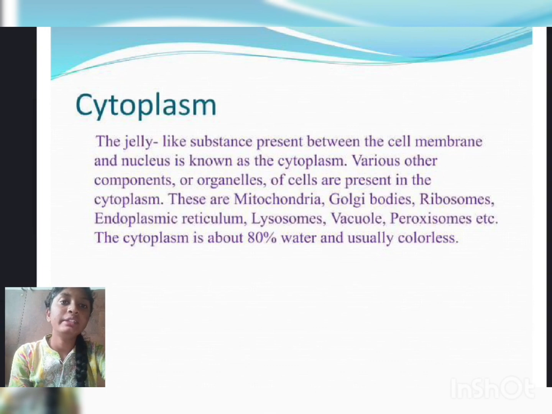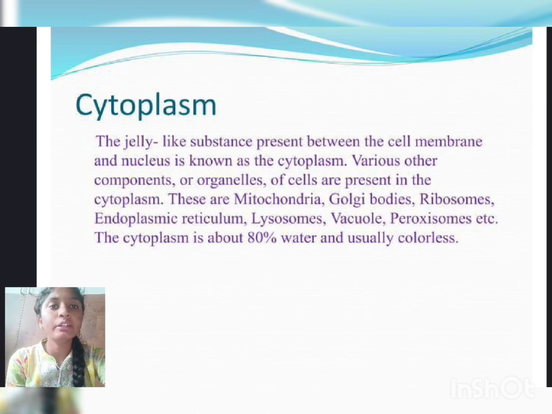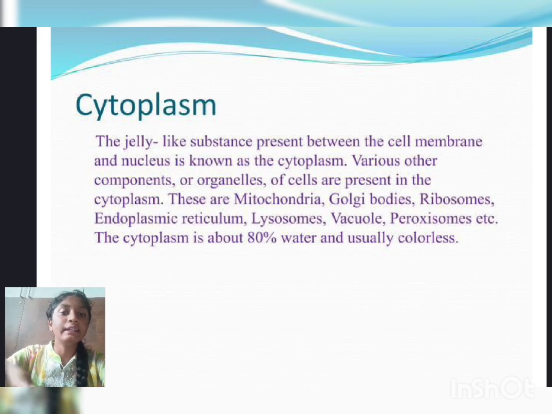Cytoplasm. The jelly-like substance present between the cell membrane and nucleus is known as the cytoplasm. Various other components or organelles of cells are present in the cytoplasm. These are mitochondria, Golgi bodies, ribosomes, endoplasmic reticulum, lysosomes, vacuoles, etc. The cytoplasm is about 80% water and usually colorless.